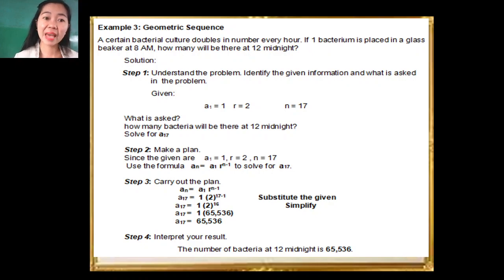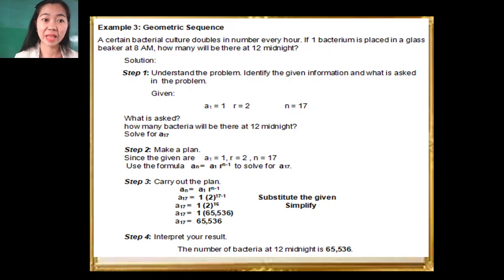So, kung at 8 a.m., meron tayong 1 bacterium, and after an hour, madodouble lagi. So, at 9 a.m., the number of bacteria will be 2. After another hour, 10 a.m., magiging 4. After another hour, 11 a.m., magiging 8. And then if you are going to list down the number of bacteria from 8 a.m. to 12 midnight, so makaka-form ka ng sequence containing 17 terms.